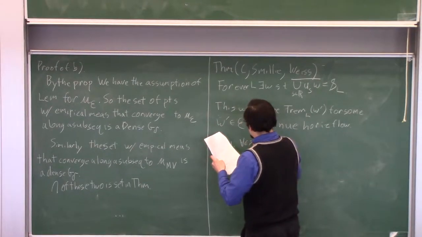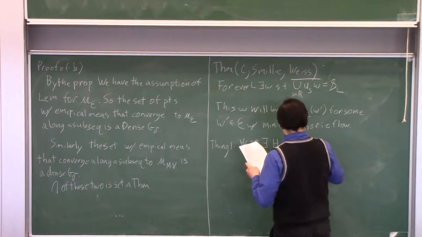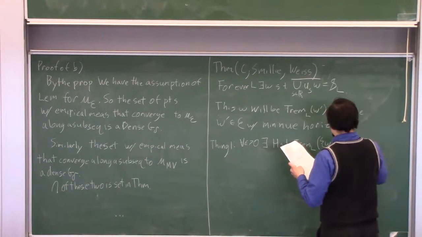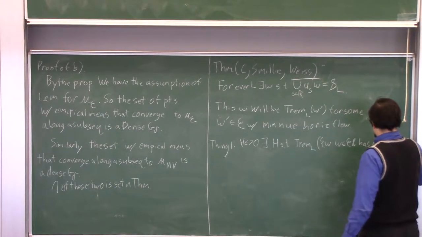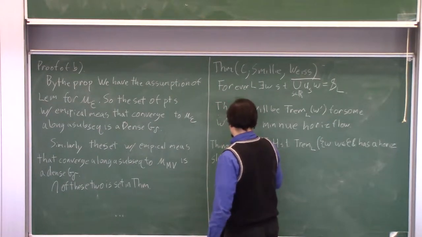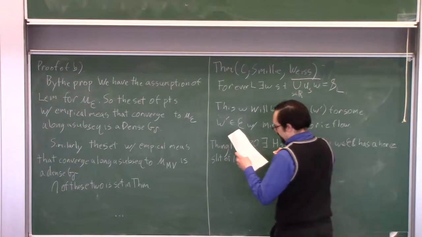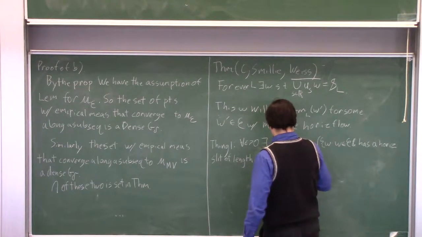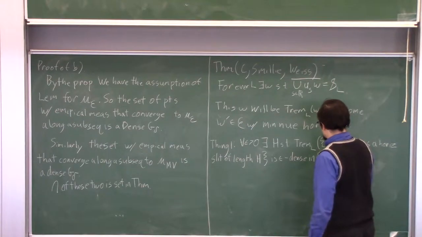for all epsilon greater than zero, there exists an H so that the tremor for time L of the set of omega, so that omega is an E and has a horizontal slit of length H, is epsilon dense in the spiky fish, the L spiky fish.